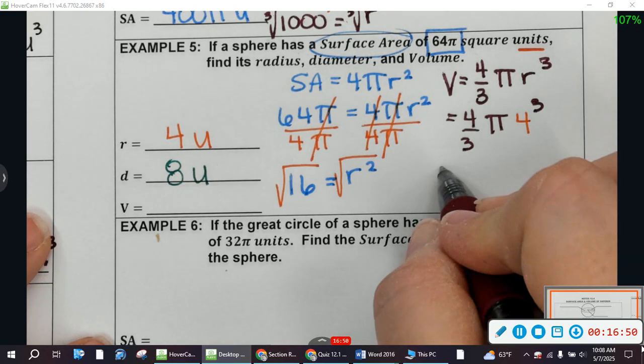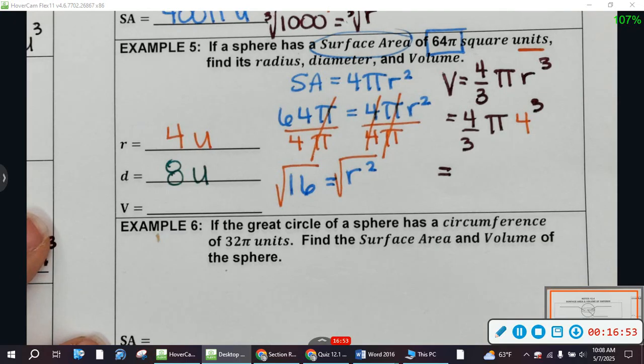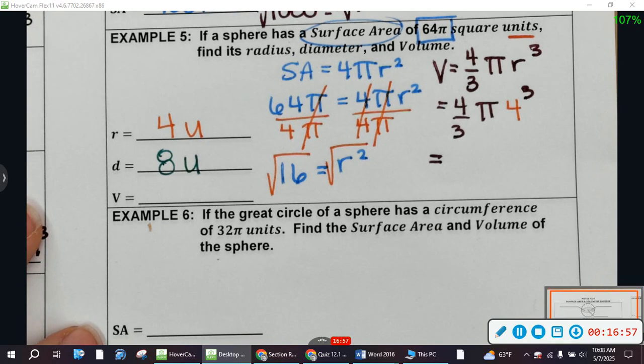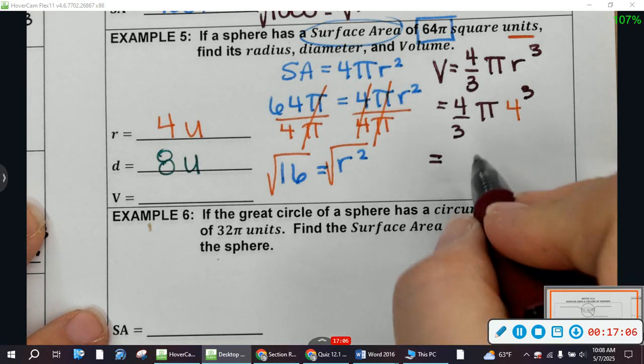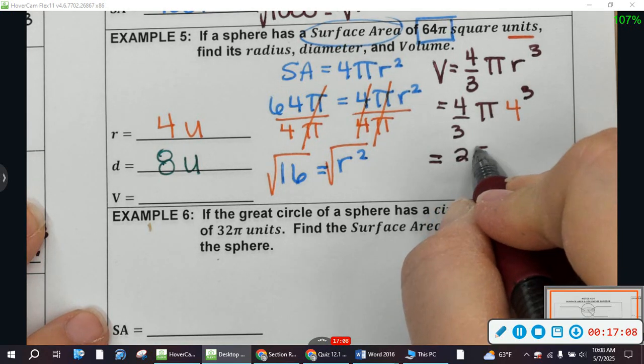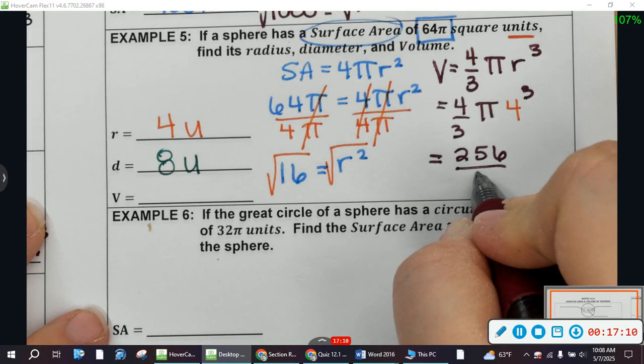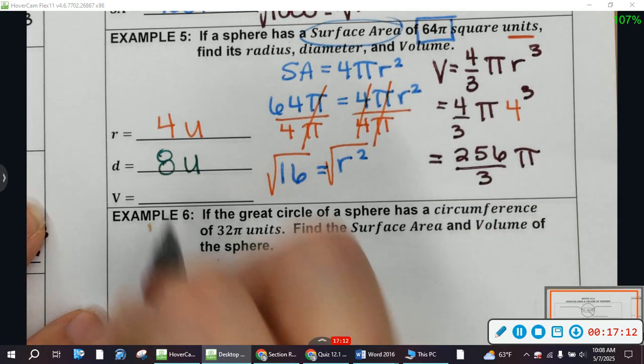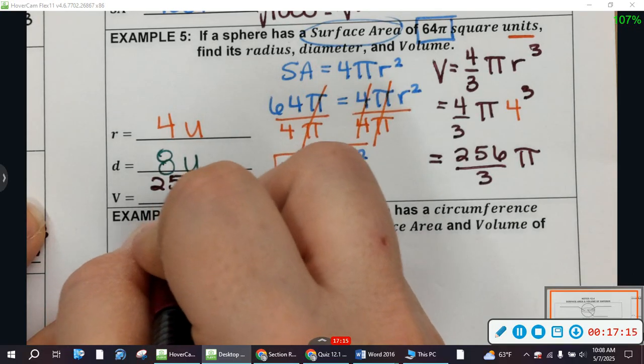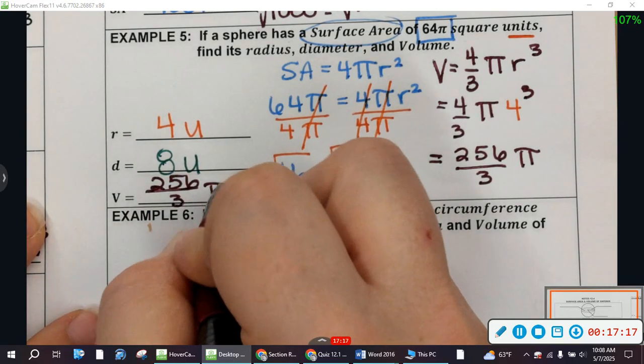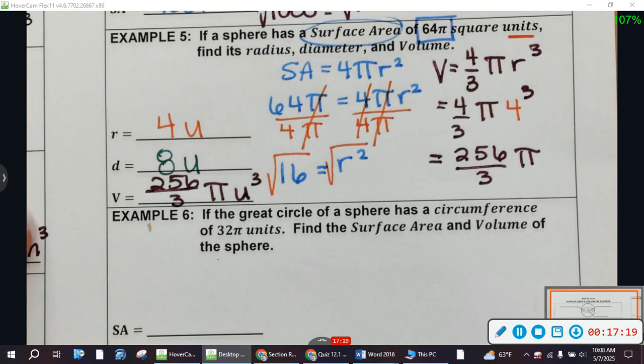So we type that in the calculator. Now this one does end up as a fraction. And when you do your homework assignment, classwork assignment, it will have, I think, 6 different fraction answers. So type this in and you should end up with 256 over 3 pi with units cubed.